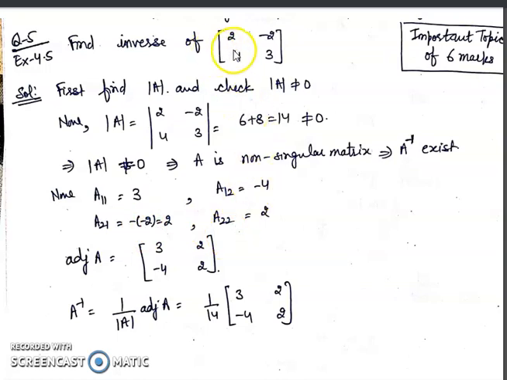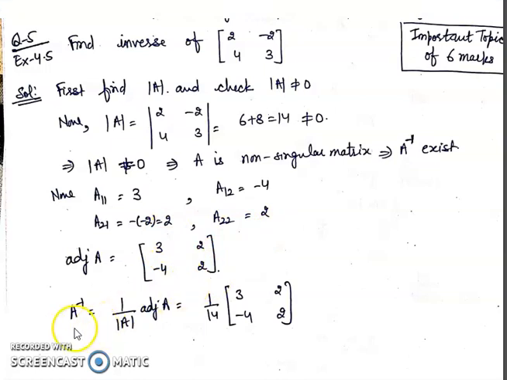A22, second row, second column. Delete them, so the remaining element is 2, and 2 plus 2 is 4, which is even. So the sign is plus, giving 2. Now adjoint of A means we have to take its transpose. So the first row becomes the first column: 3, minus 4 is the first column, and 2 is the second column.